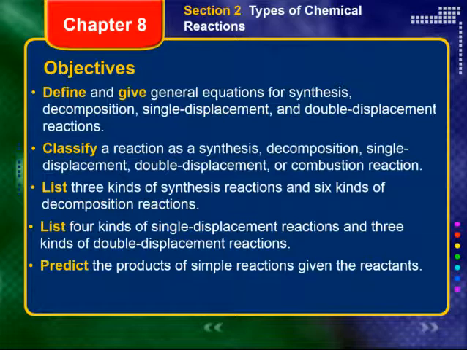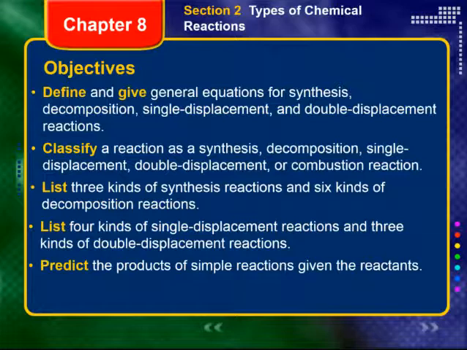so like archetype of equations using variables like A, B, C, or D, X, Y, Z, not necessarily real life examples. And then secondly, classify a reaction as synthesis, decomposition, single displacement, double displacement, or a combustion reaction. In this case, you are going to have to look at real life examples and identify them as one of these 5 types of reactions.